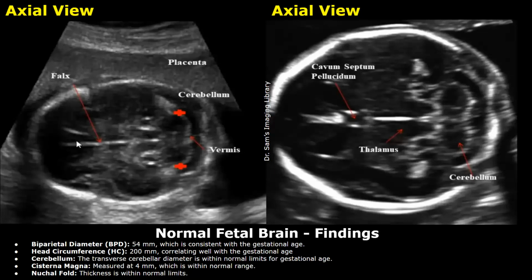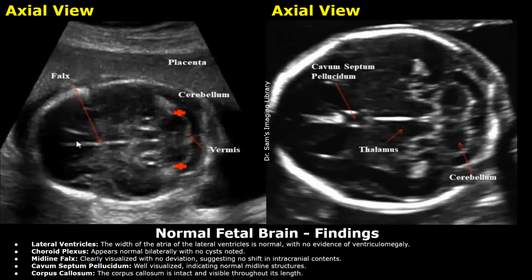Then you can write about the cerebellum. The transverse cerebellar diameter is within normal limits for gestational age. Then you can write about cisterna magna, measured at 4 millimeters in this example, which is within normal range. Nuchal fold is normal in thickness. Then you can write about the lateral ventricles.